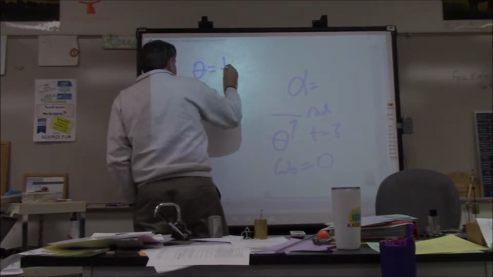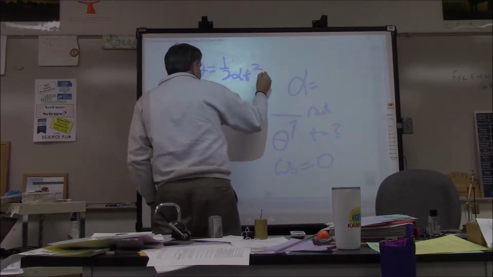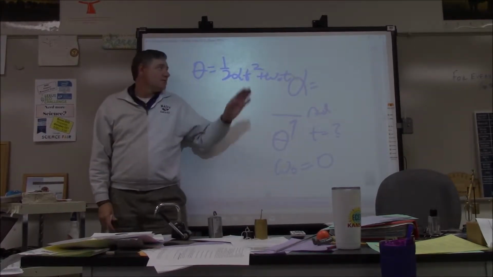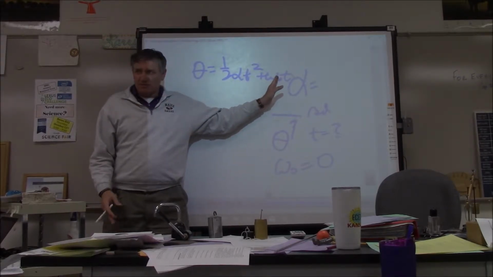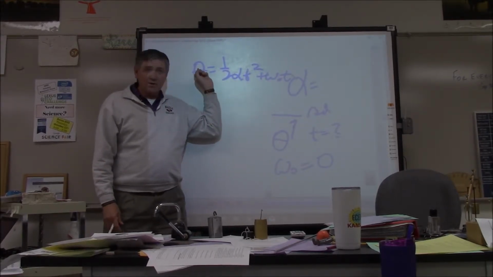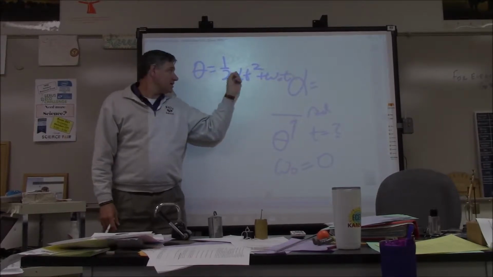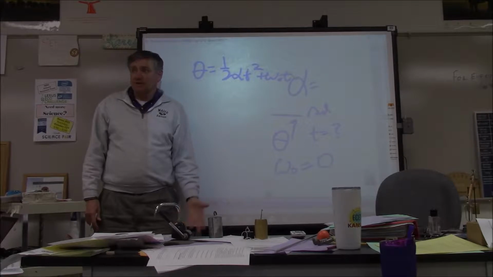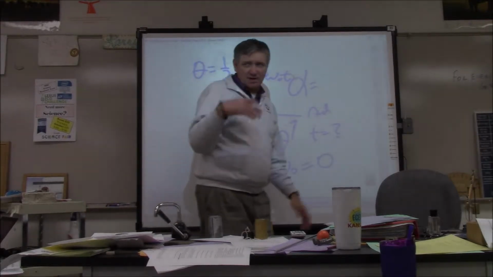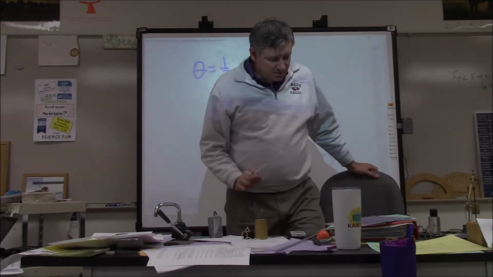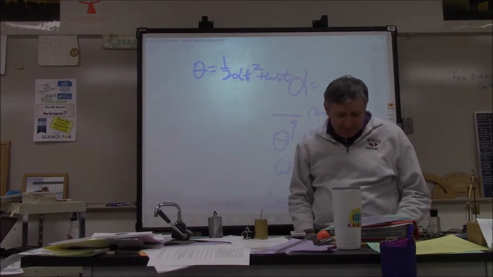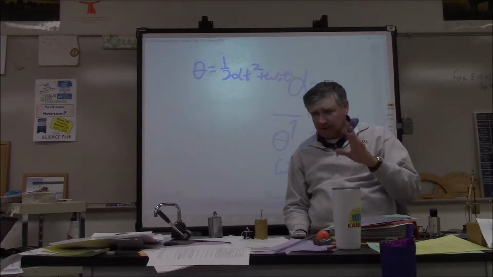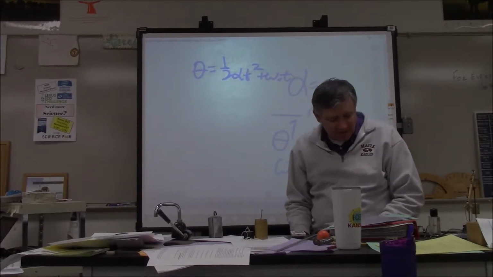So then you go, theta equals 1/2 alpha t squared plus omega naught t. You have no omega naught to start with because you're at rest. You know theta because you found that, and you know your acceleration. Find your time. If all goes well on number 19, your time should be around 5 seconds. That's an ish, but around 5 seconds.